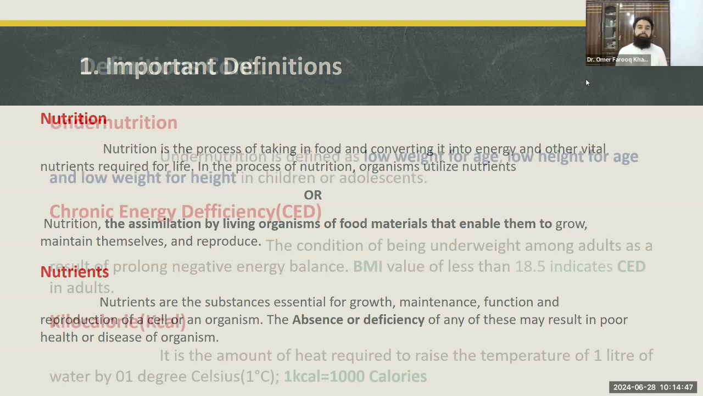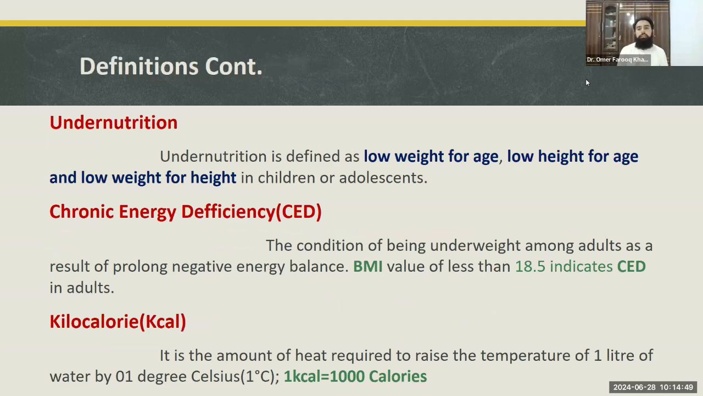Then there is undernutrition. Undernutrition is defined as low weight for age, low height for age, and low weight for height in children or adolescents. And chronic energy deficiency is the condition of being underweight among adults as the result of prolonged negative energy balance. A BMI value of less than 18.5 indicates CED in adults.